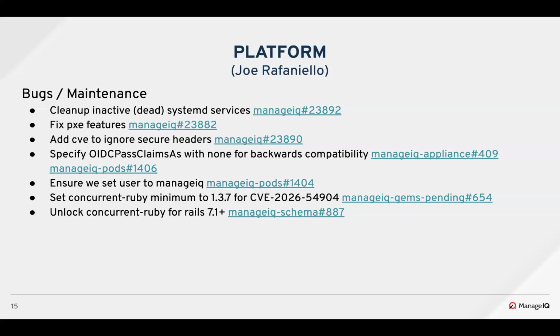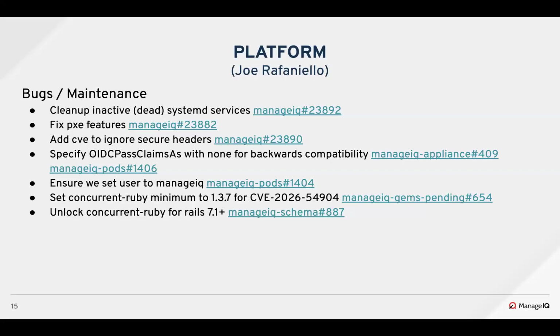Also in core, Gilbert added a CVE to the secure headers ignore list temporarily, as we'll be addressing this in the next sprint. In appliance and pods, I fixed an issue with newer versions of mod_auth_openidc and specific UTF-8 characters in usernames and groups by telling it to not convert OIDC claims using the OIDCPassClaimsAs value.